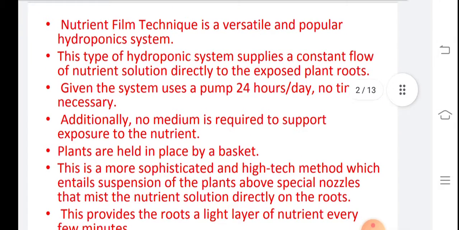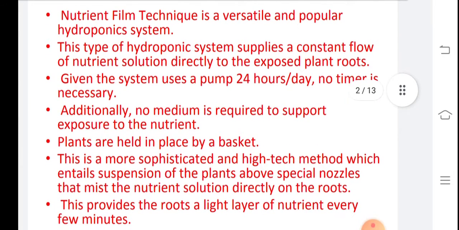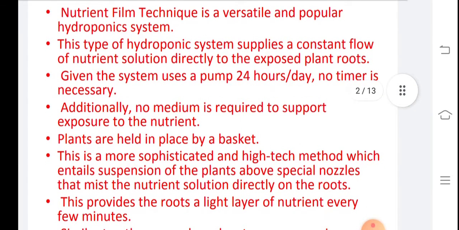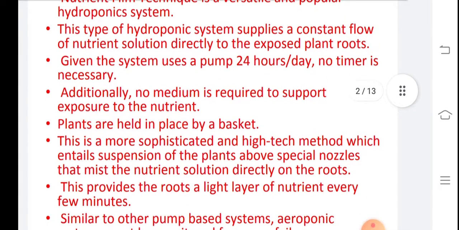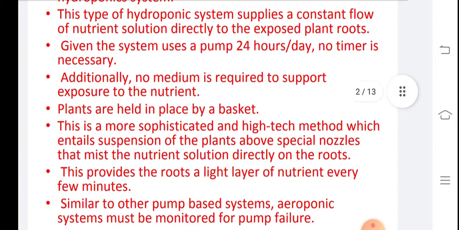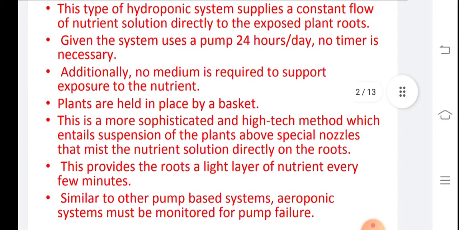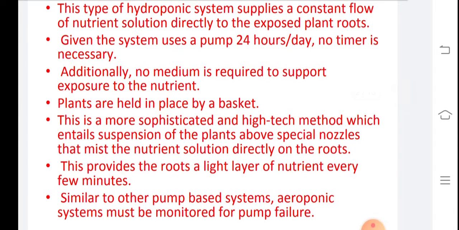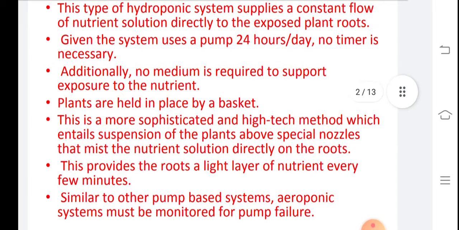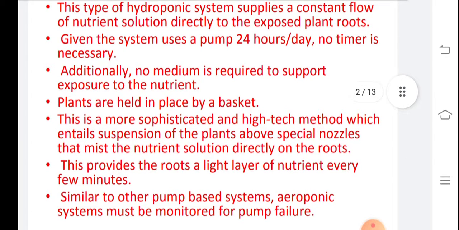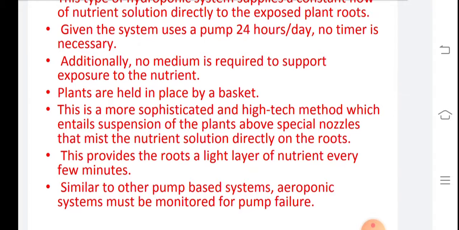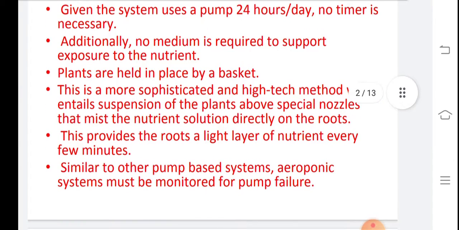This type of system supplies a constant flow of nutrient solution directly to the exposed plant root system. Secondly, it runs 24 hours per day, and a timer is not necessary. Then the nutrients are given directly to the plant, and no medium is required to support this system. Plants are held in place in a basket.